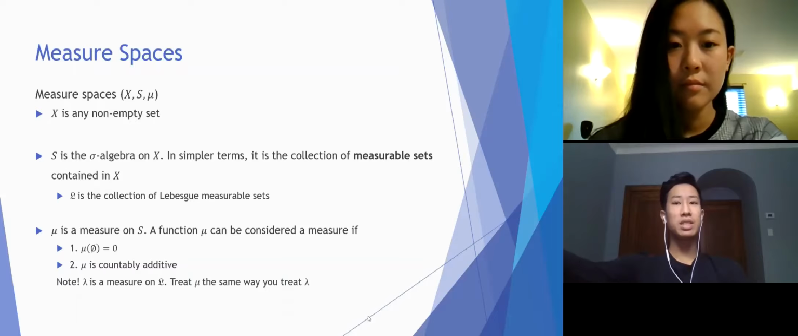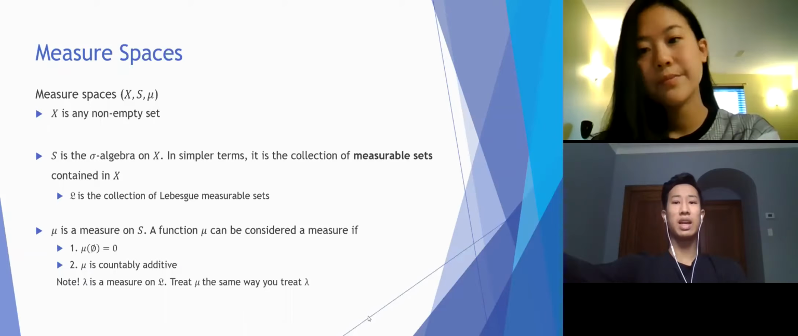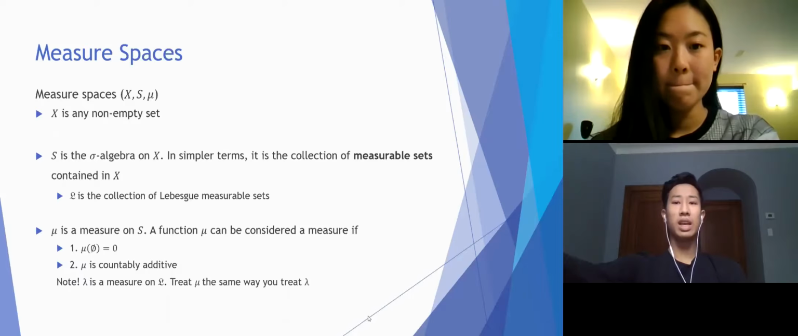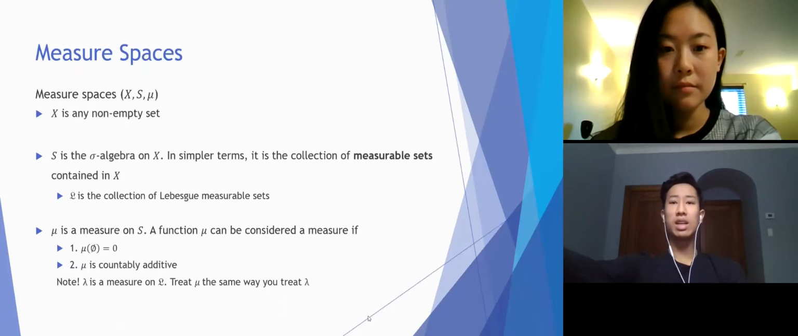A measure space defines three conditions for a measure. The first defines the space in which the measure takes place and is simply any non-empty set. In Lebesgue measure, X is often the real numbers. The second is S, or the sigma algebra on X. This is the collection of sets that we are allowed to measure in X. Finally, mu is the measure itself.